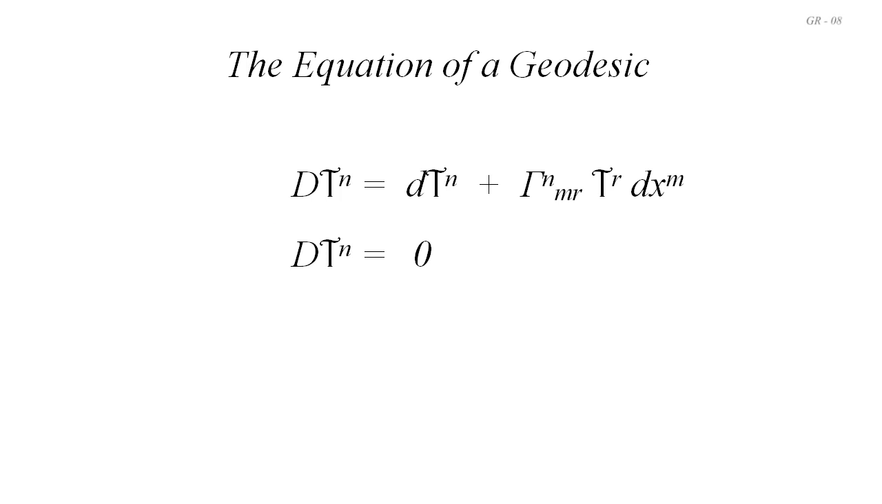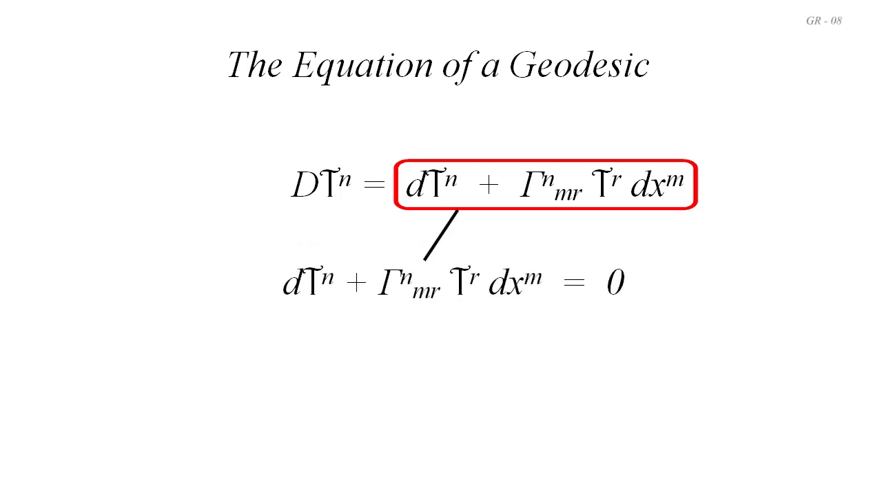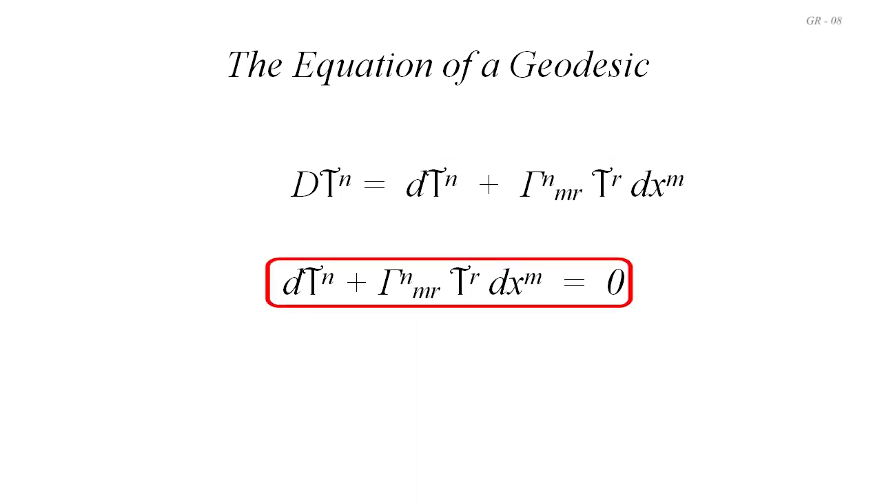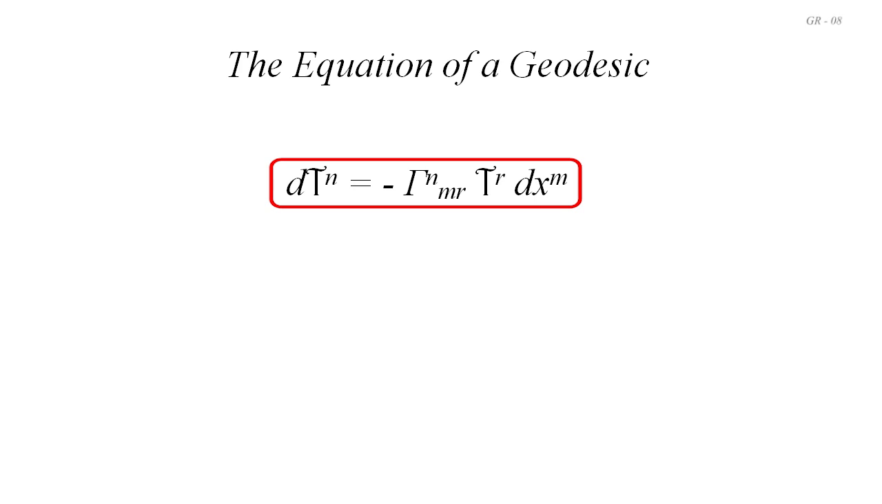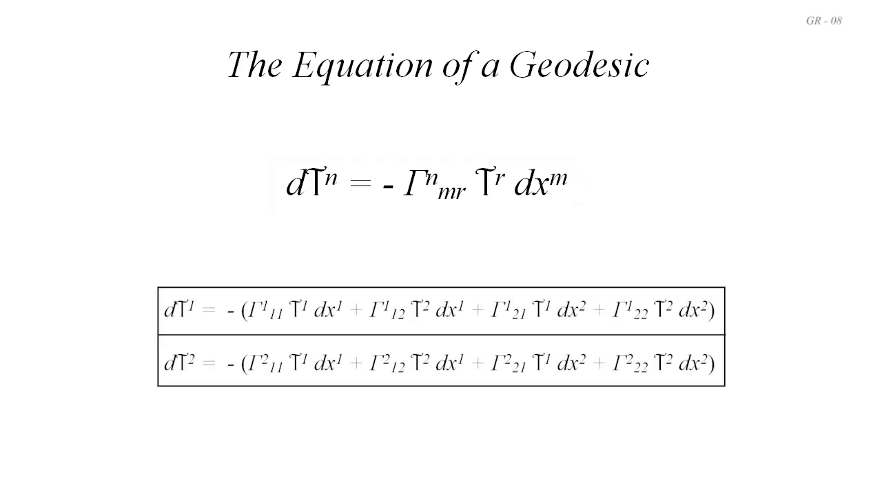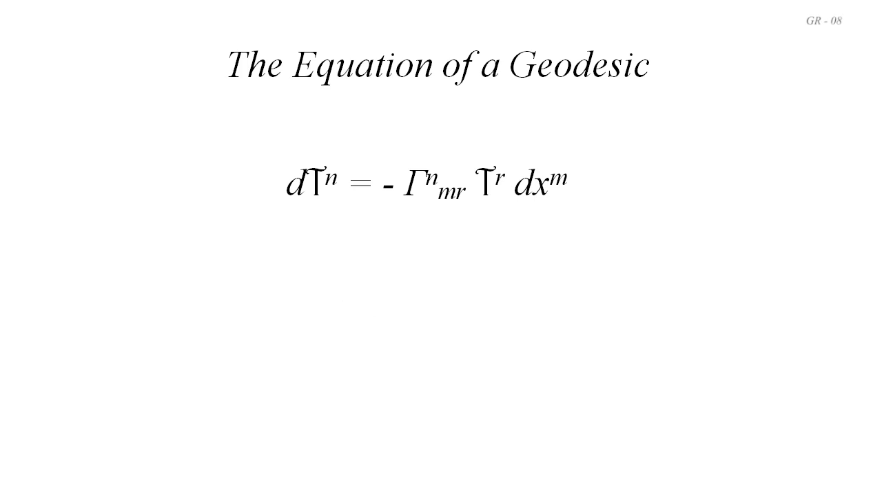And that, of course, means that this expression must be 0 if this tangent vector is to be part of a geodesic. Rearranging this, we find that the condition for a trajectory to be a geodesic is that at each point along the trajectory, the tangent vector must obey this equation, which of course, in two dimensions, is two equations, each with four terms.